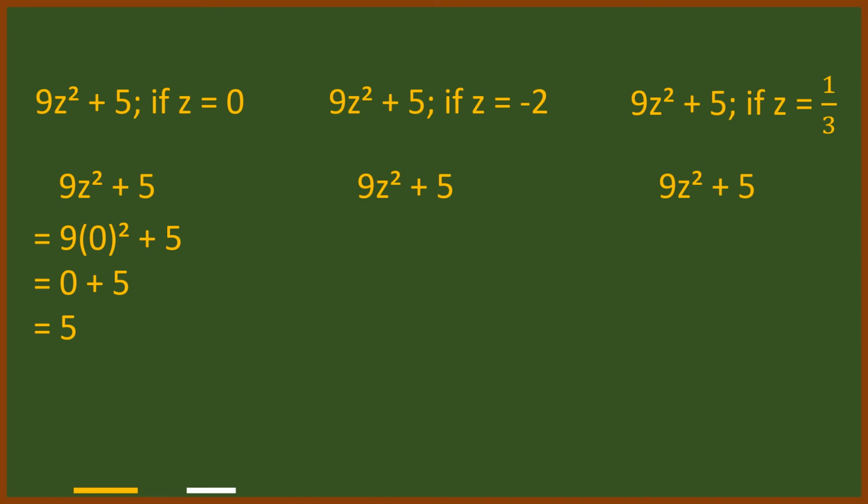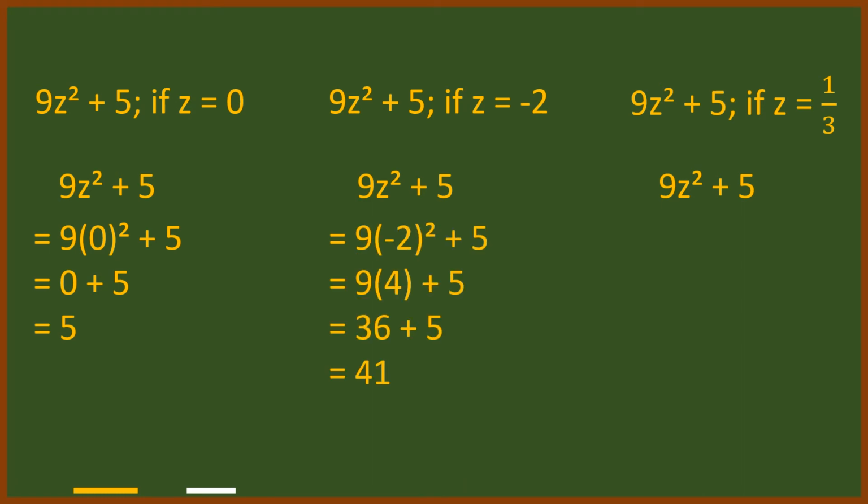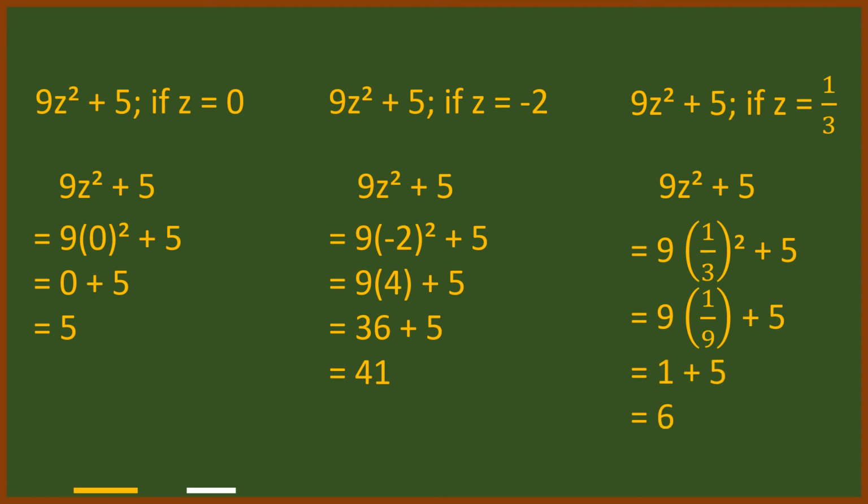If z is equal to negative 2, 9z squared plus 5 is equal to 9 times negative 2 squared plus 5. 9 times 4 plus 5 is equal to 36 plus 5, which is 41. If z is equal to 1/3, 9z squared plus 5 is equal to 9 times 1/3 squared plus 5, which is 9 times 1 over 9 plus 5, which is 1 plus 5 equals 6.